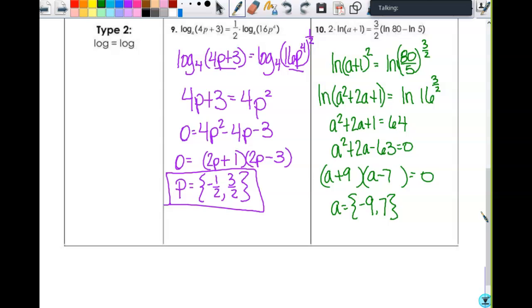Okay, so once I get here and I have this -9 and this 7, do they both work? Will the -9 work? No. Will 7 work? Yep, so A equals 7. Okay. Any questions at all? We good? Alrighty.